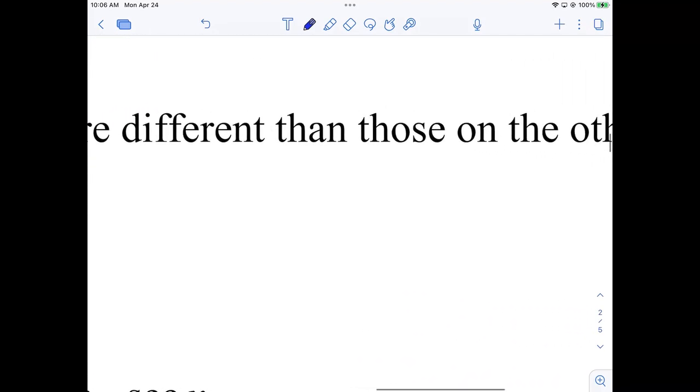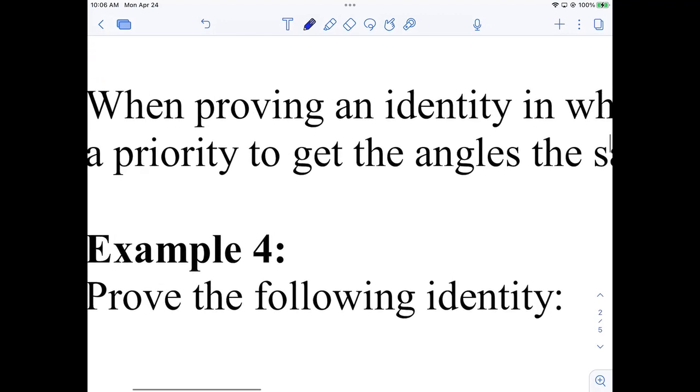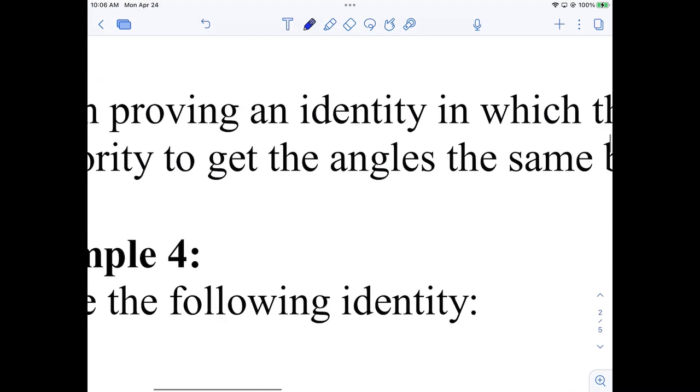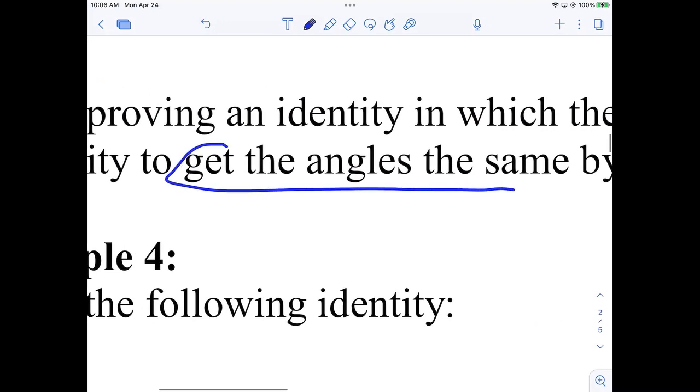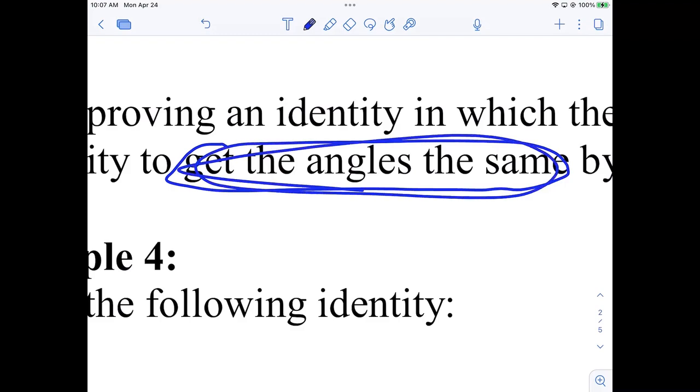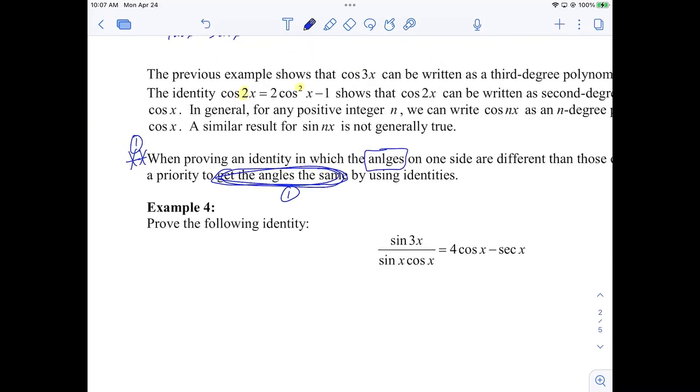on one side are different than those on the other. Your primary goal is to get the angles the same. Get the angles the same. That's the number 1 priority. All the other techniques that we've learned, they fall by the wayside when you're working with multiple angles. You got to get the angles the same. They can all be single angles, they can all be double angles, they can all be triple angles, so long as they're all the same. Right now we're going to get everything down to single angles.